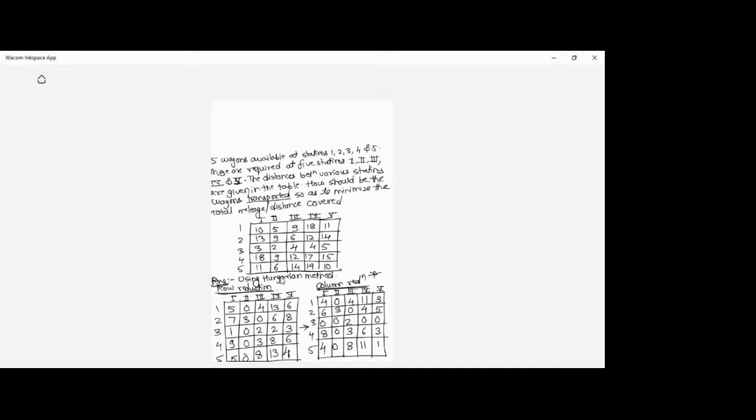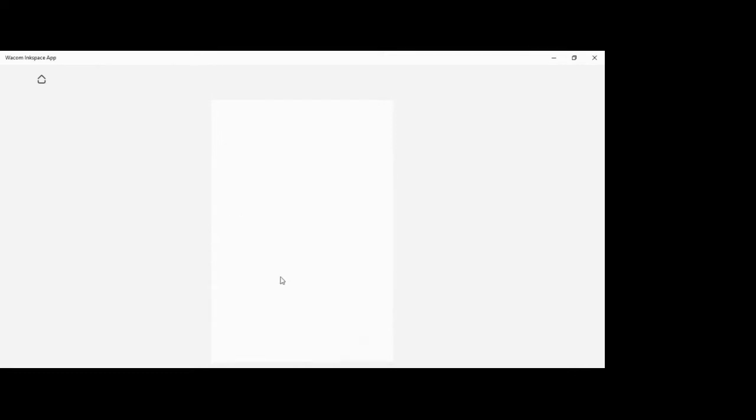I'll be drawing it on the next page so that it will be easy for us. Just a second, let me copy the values. Right, so redrawing that matrix.